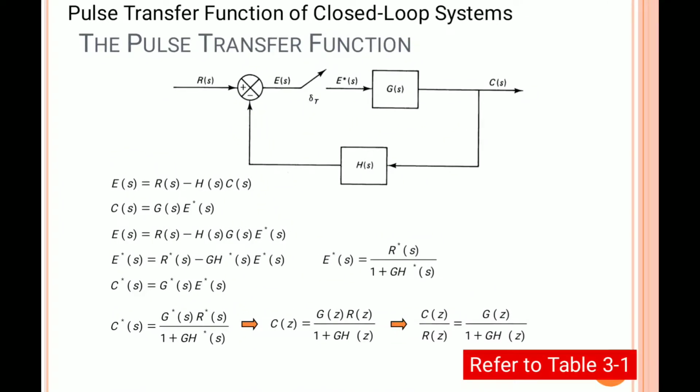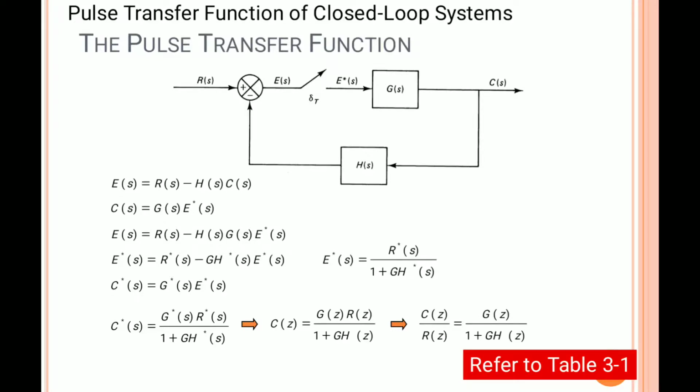You can see there the input is R(s), then the error signal is shown as E(s), then the sampling is there, then E*(s) is the sampled signal, then the gain is G(s), output is C(s), the feedback is H(s). Okay, so how to find out the ratio of Z transform of output upon Z transform of input?